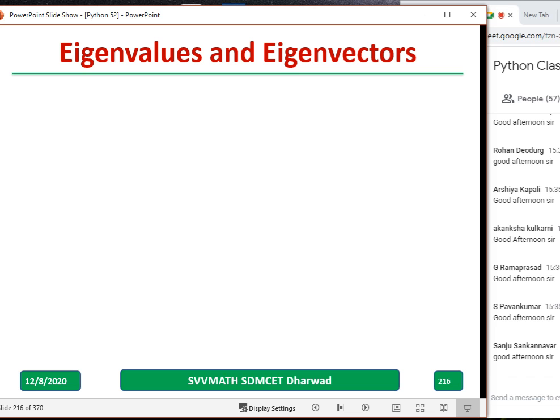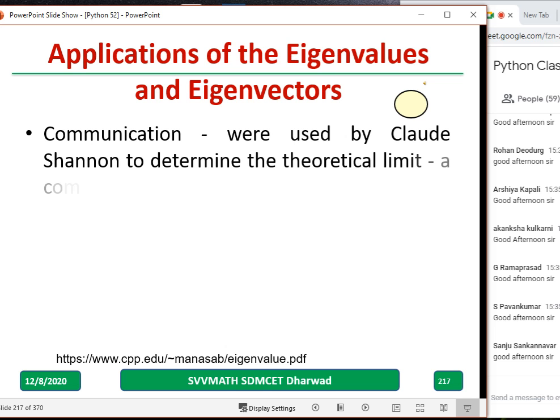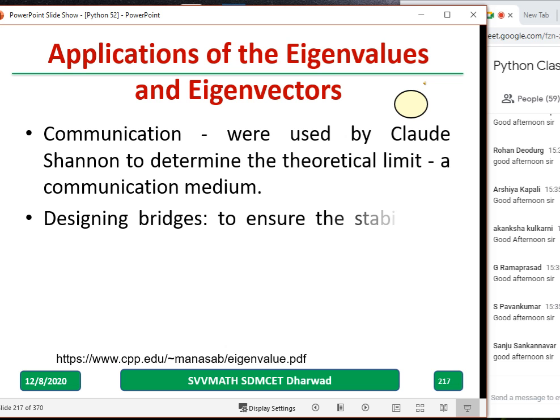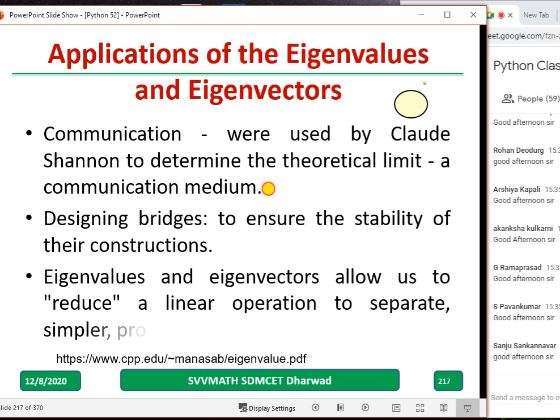Eigenvalues and eigenvectors. I hope all of you remember these two words that you studied in your previous years. Where do we use these eigenvalues and eigenvectors? Even though it is out of syllabus, one should know. We use them in communication, where Claude Shannon used them to determine the theoretical limit in a communication medium.